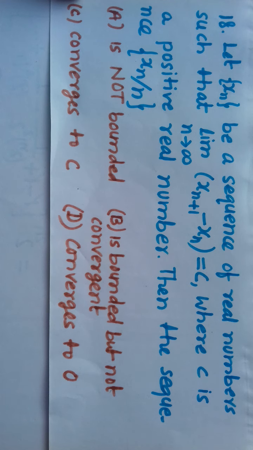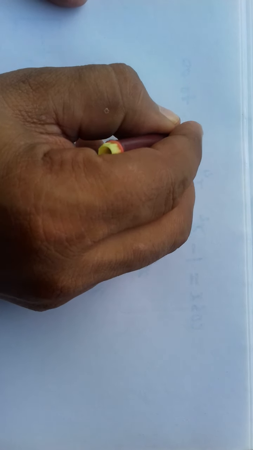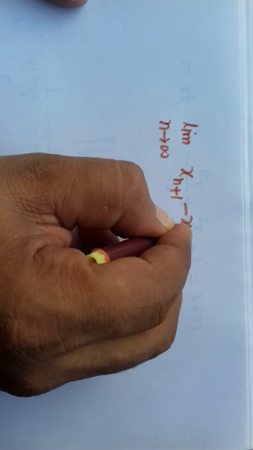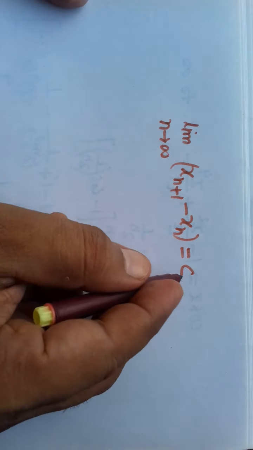Here is our question. In the question, there is a limit given, which is lim n tends to infinity (x_{n+1} − x_n) equals c, a positive number.